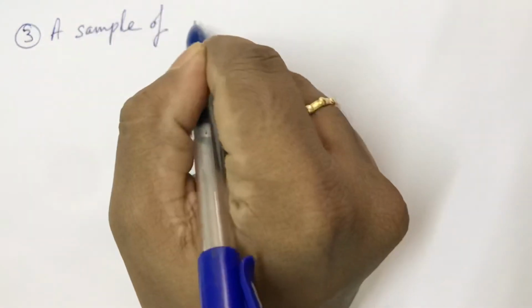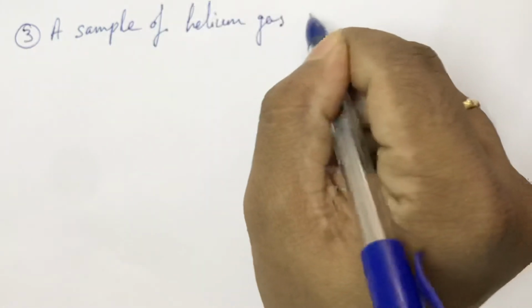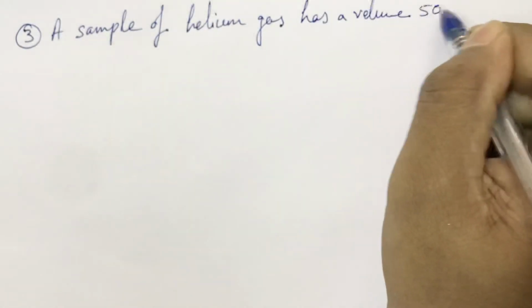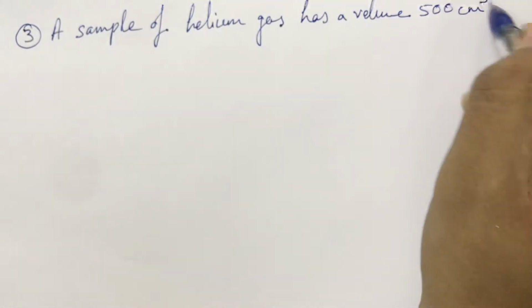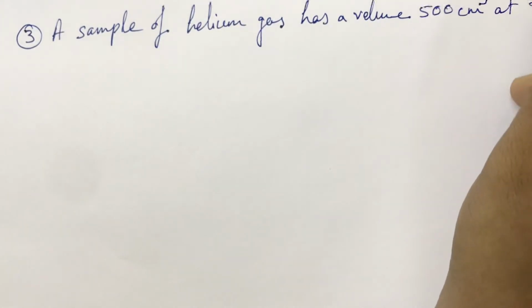We have question number 3 now. A sample of helium gas has a volume of 500 centimeter cube at 373 Kelvin.